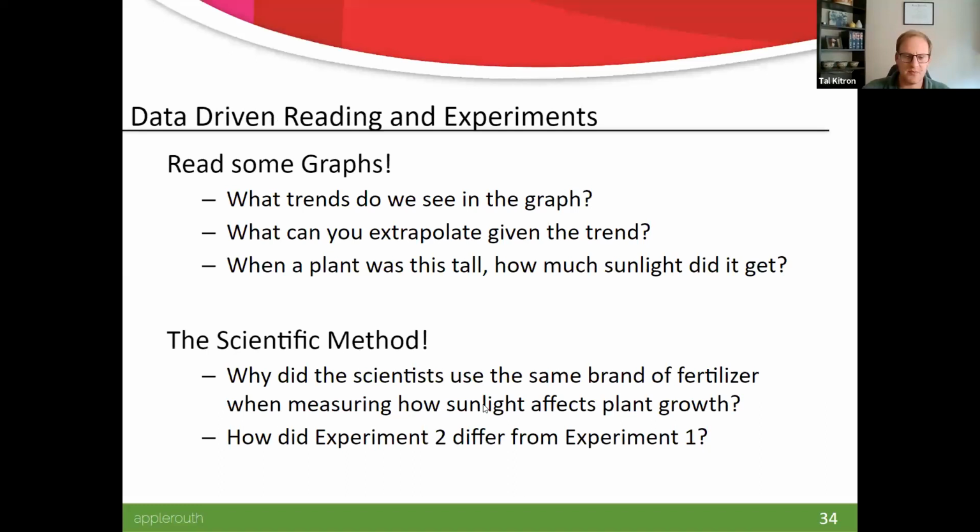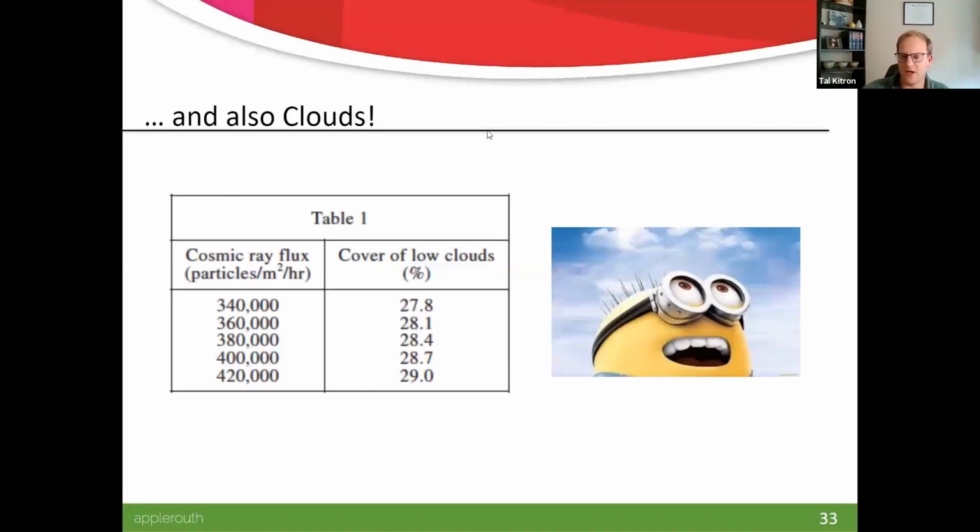Here's another example. Again, just a table where I don't know exactly what the context is, but we don't need to know. I just know that whatever cosmic ray flux particles are, as they go up, it looks like the percentage of low cloud cover also goes up. So there's a direct relationship, and I can answer questions accordingly.